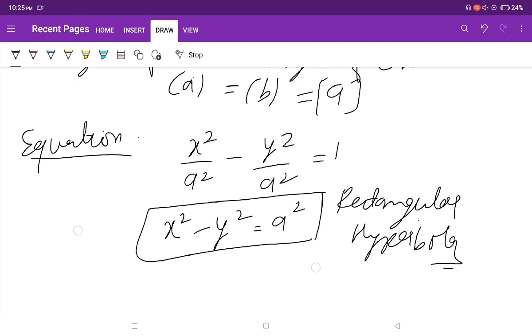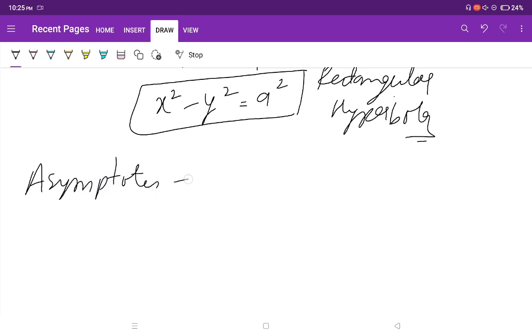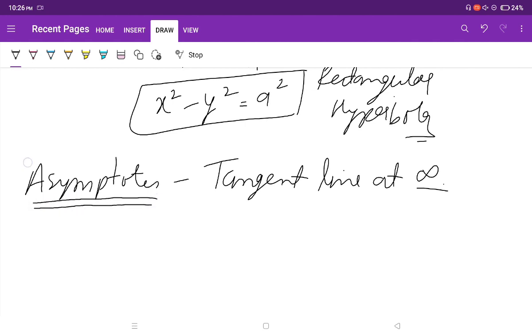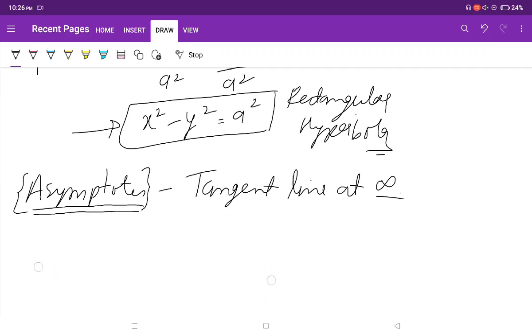Now you see, what are asymptotes? Asymptotes are nothing but the tangent line at infinity. What is tangent? Tangent is a line that touches the curve at only one point. So it is a tangent that touches the curve at infinity. This is called asymptotes. So let's find out the asymptotes for this equation.